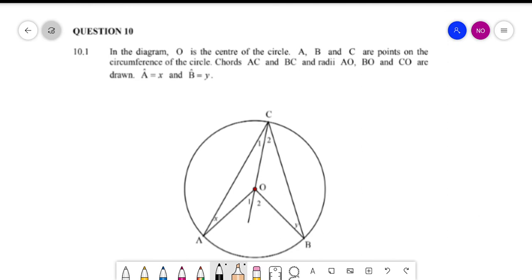So all of those are on the circle circumference. Then they say that chords AC and BC are radii. And radii AO, BO, and CO are drawn. And then they give you this one is X, and they give you this one is Y.